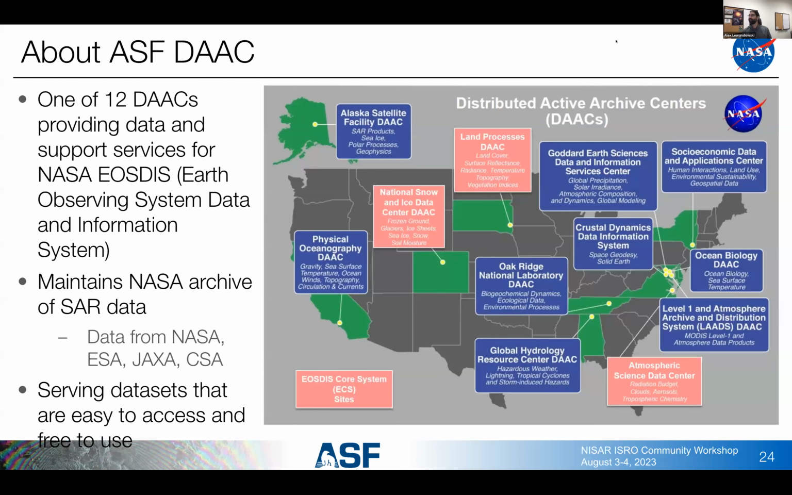Vertex, I'll just give a little description of what ASF is in case anybody isn't familiar. The Alaska Satellite Facility is one of 12 NASA DACs. These are distributed active archive centers. The DACs archive, host and distribute data not only for NASA, but certain data sets also, in our case at ASF, from ESA, JAXA, and the Canadian Space Agency as well.